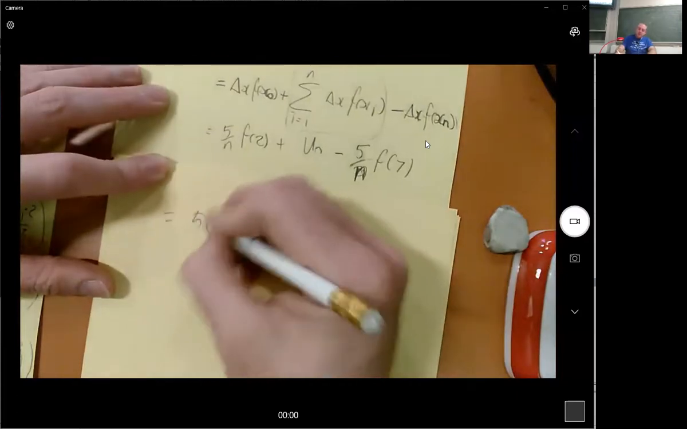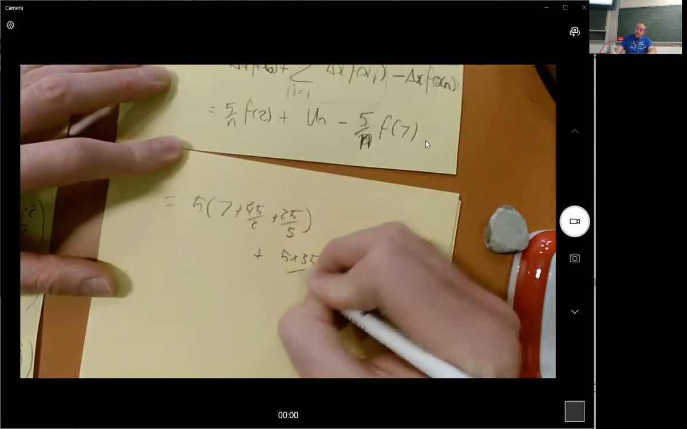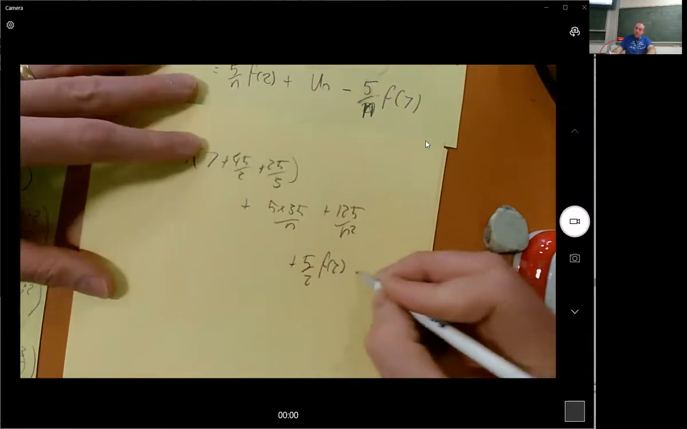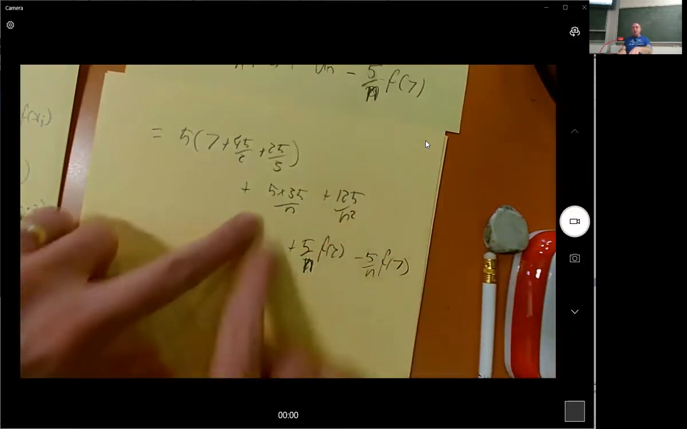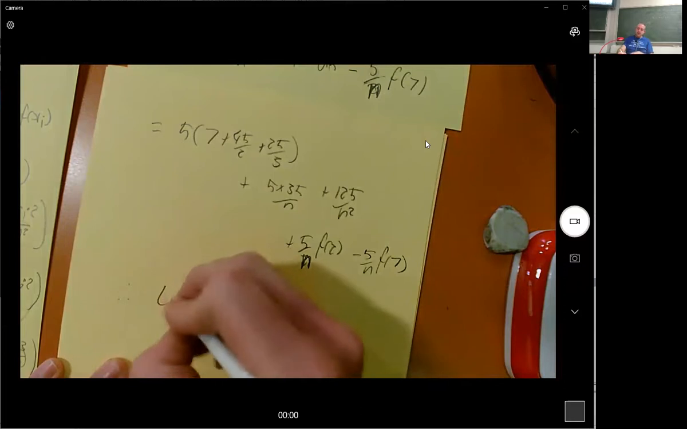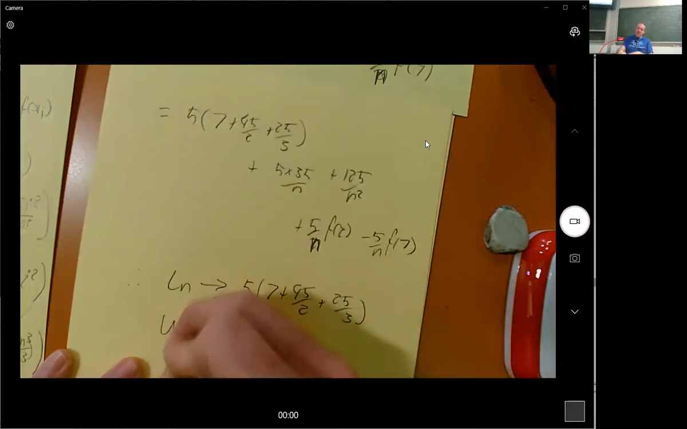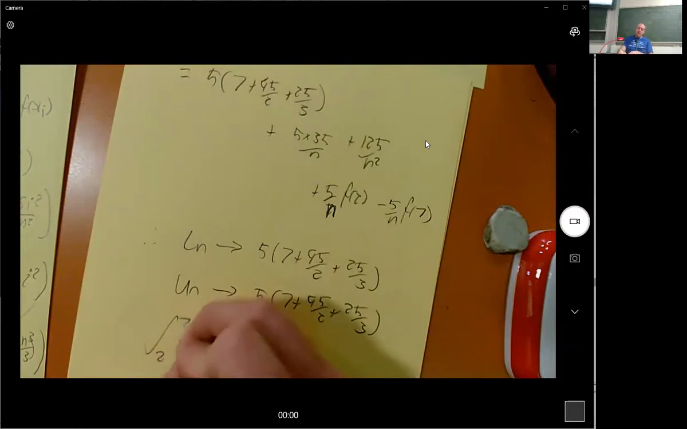So this is going to be u_n, which is 5 times 7 plus 45 on 2 plus 25 on 3 plus 5 times 35 on n plus 125 on n squared plus 5 on n times whatever f of 2 is minus 5 on n times whatever f of 7 is. And if I really wanted to, I could calculate those numbers by subbing them into the formula. But not n, damn it, 5 on n. Okay. The point is that all of these have an n on the bottom, so they'll all go to zero anyway, regardless. So therefore, l_n goes to 5 times 7 plus 45 on 2 plus 25 on 3. And u_n goes to 5 times 7 plus 45 on 2 plus 25 on 3. And the integral from 2 to 7 of x squared plus 5x minus 7 dx is between them.